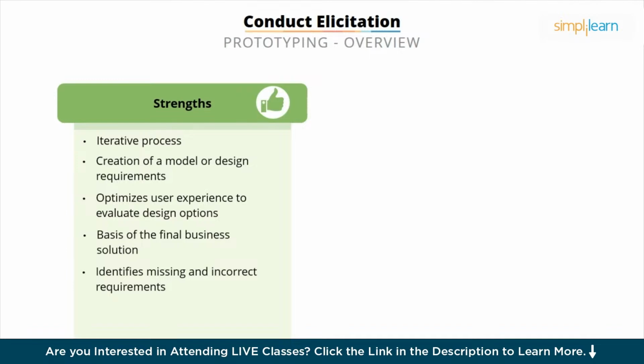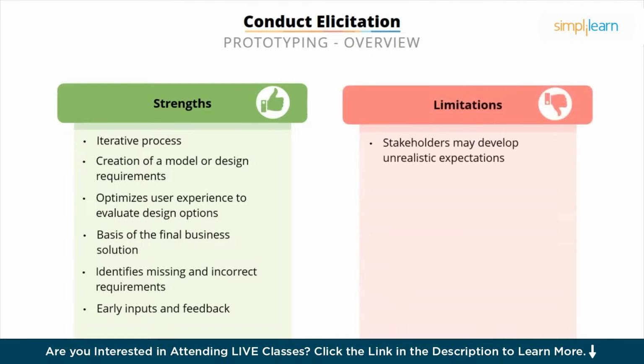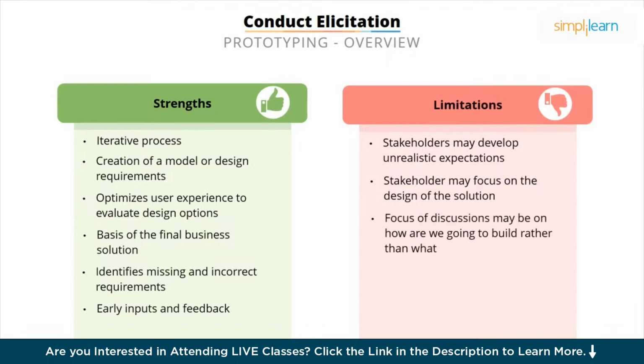A prototype provides a visual representation of the future state and allows the stakeholder to provide inputs early in the design process. However, if the prototype is in detail, then the stakeholder may develop unrealistic expectations about the final solution. Stakeholder may focus more on the design of the solution rather than requirements. If the system is highly complex, then discussion might be more on how are we going to build rather than what are we required to build. To initiate the prototyping, underlying technology needs to be understood in detail.